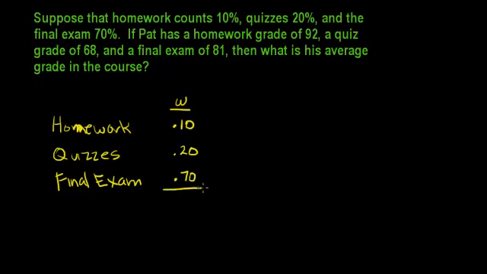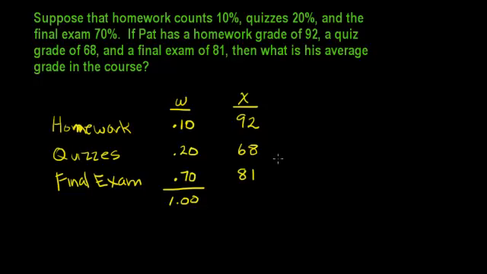We want to check here and make sure that the weights all add up to 1. Now, if we kept the percents in here, 10, 20, and 70, obviously they would add up to 100%. But that's what 1 represents here as the decimal. So we've accounted for all the possible elements in the set. So what were Pat's scores? Well, on the homework, he had a 92. On the quizzes, he had a 68, and his final exam grade was 81.